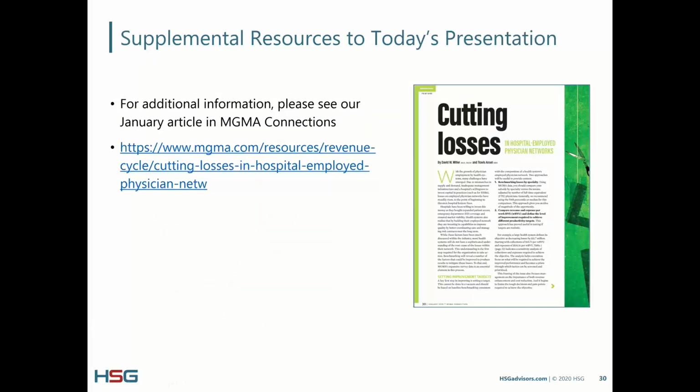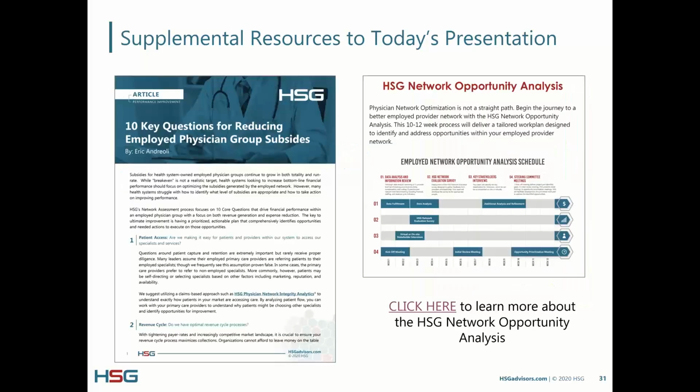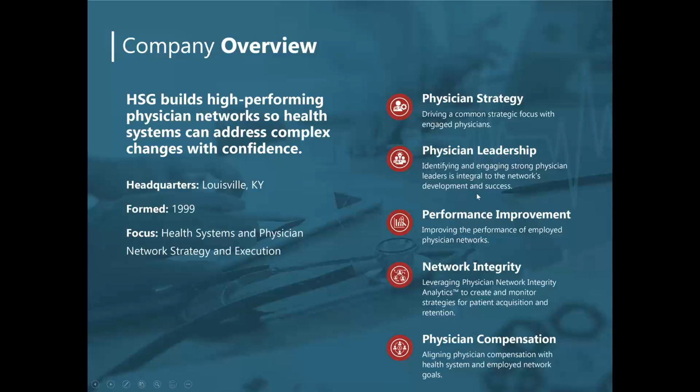So that wraps up our educational session for today. If you're looking for supplemental resources, we were published in MGMA's Connections magazine in January. That link is live on the screen. We also recently published 2 articles by Mr. Eric Andrioli. That's me. I wrote an article called 10 Key Questions for Reducing Employed Group Physician Subsidies, and recently wrote an article about our network opportunity analysis, which helps organizations determine what their ROI would be on employed provider network performance improvement.